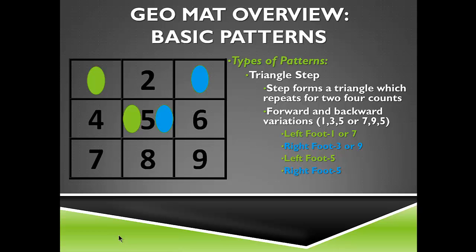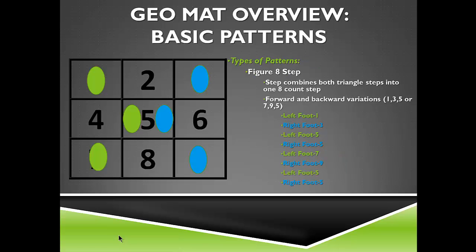One of the most general ones, if you go left foot first, is that you step 5 to 1, and then the right foot goes to 3, then the left foot comes back to 5, right foot back to 5 in that pattern. So it goes left foot 1, right foot 3, left foot 5, right foot 5. The opposite would be to do the same pattern except you're stepping backwards. Left foot 7, right foot 9, left foot 5, right foot 5.